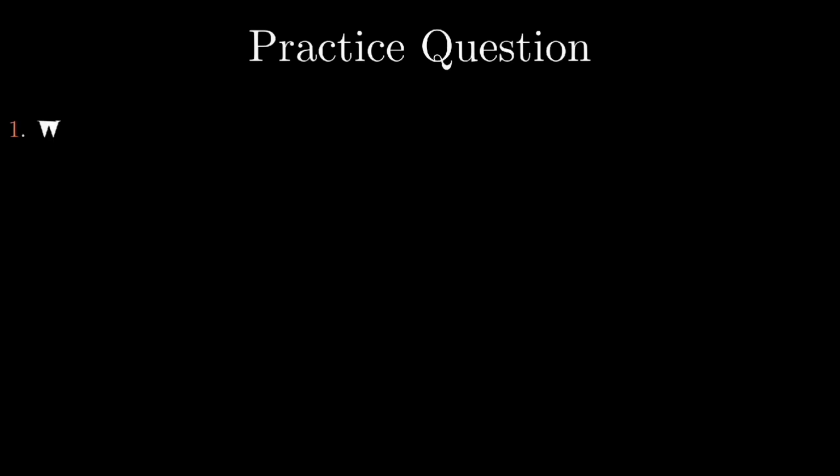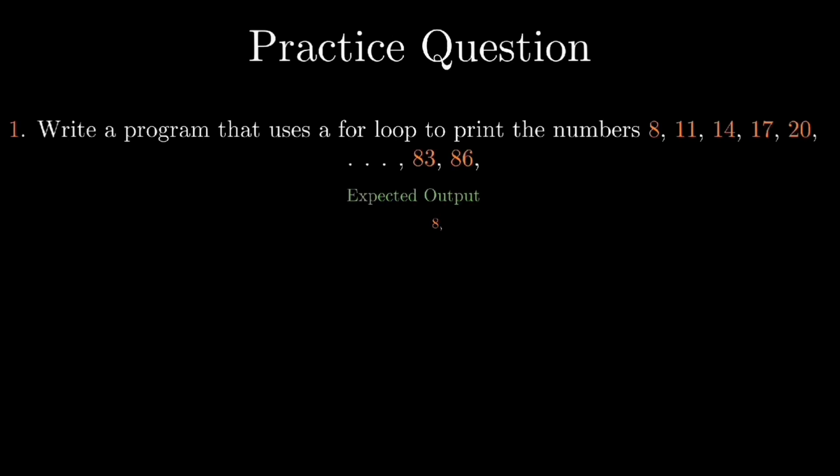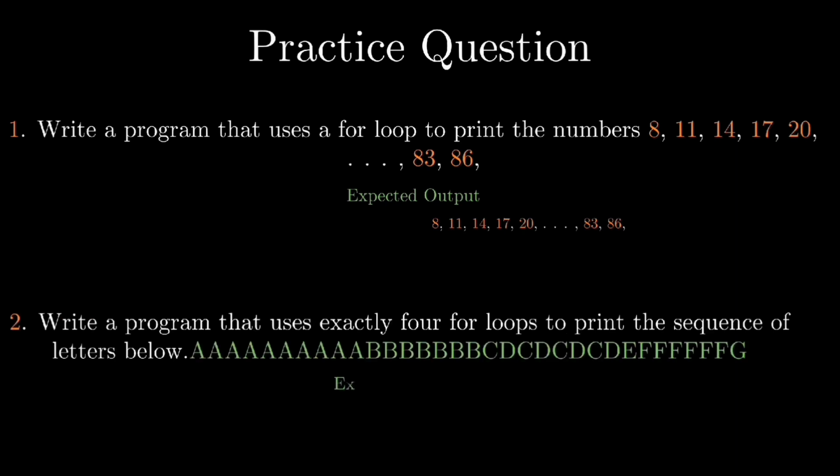So as a practice question, I want you to write a program that uses a for loop to print the numbers 8, 11, 14, 17, 20 to 83 and 86. Also, you should write a program that uses exactly 4 for loops to print a sequence of letters like the ones seen in this output. So A, B, B, B, B, B, C, D, C, D, C, D, E, F, F, F, G.